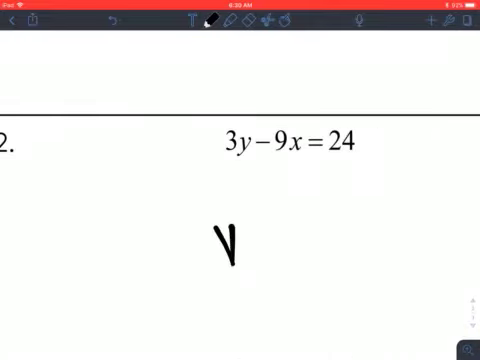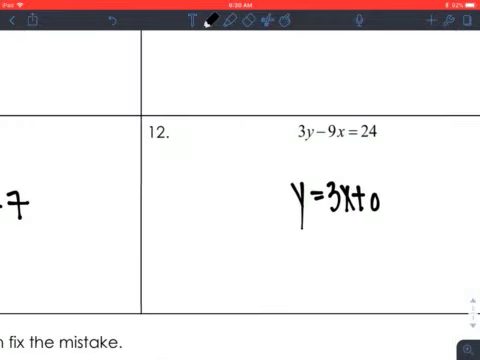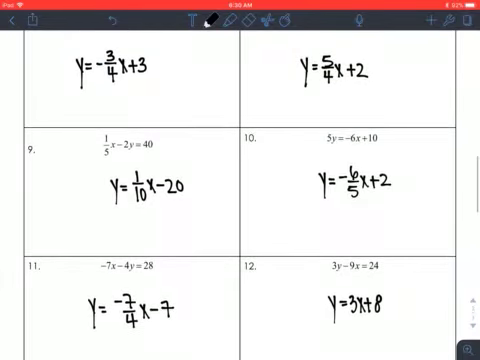Okay, so here's our last one. And then that's it for our notes today. Okay, so go ahead, make sure you have the correct answers, okay.